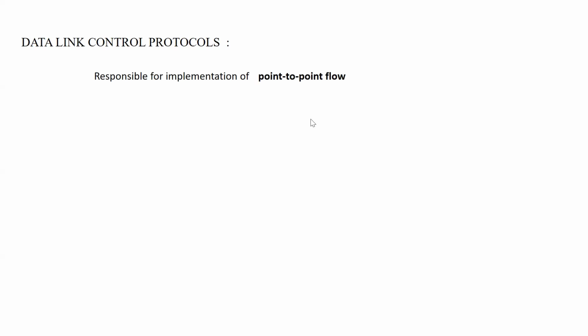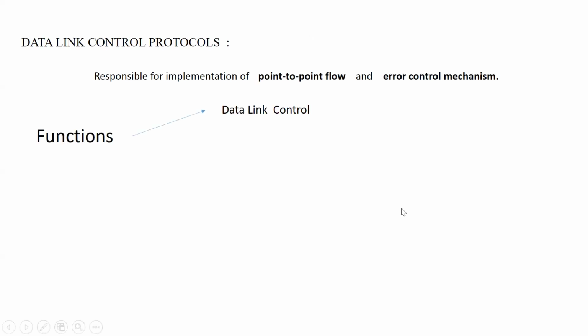Along with this, we have the error control mechanism. So here we have some functionalities for data link control. What are these functionalities? One is data link control, and another functionality is media access control.